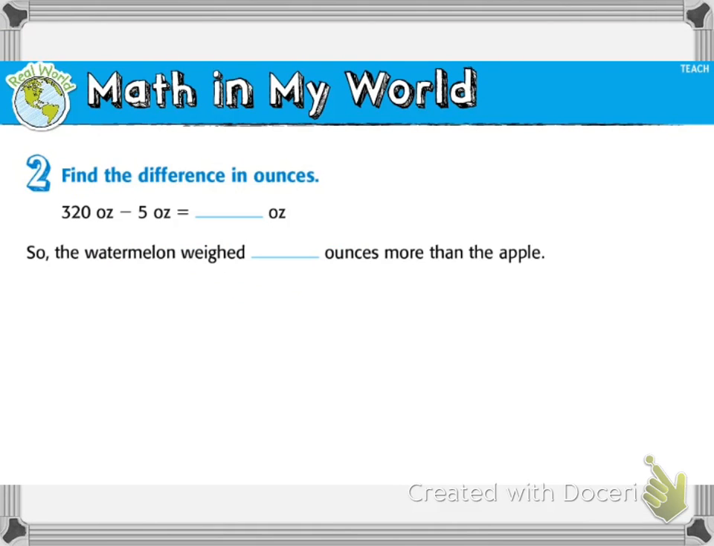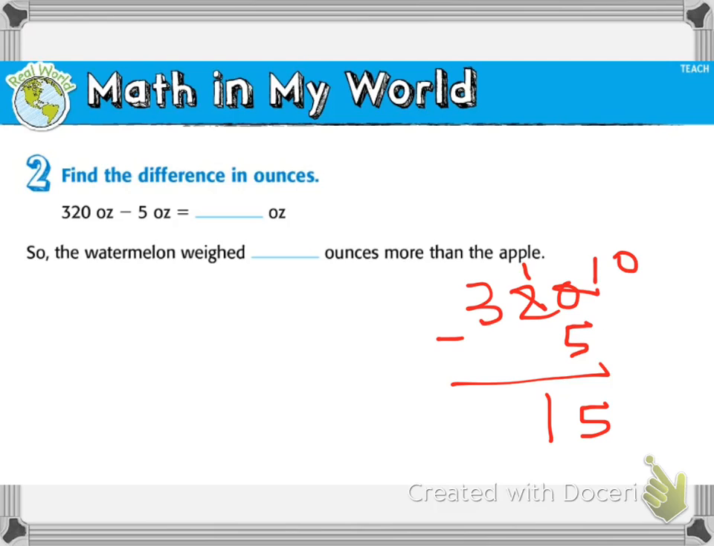Now we need to find the difference in ounces. 320 ounces minus 5 ounces equals what? So 320 ounces minus 5 ounces equals 315 ounces. Whoops. So the watermelon weighed 315 ounces more than the apple.